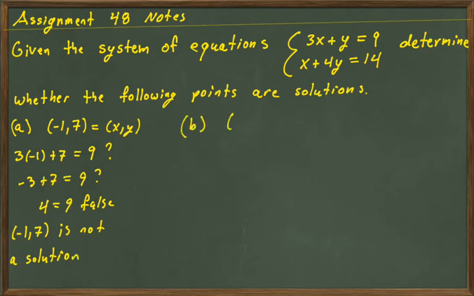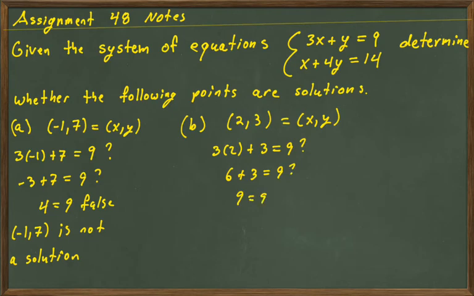Okay, and then they'll give us another point. Let's say 2 comma 3. That's our x comma y, so we're going to plug it in. 3 times 2 plus 3, is that equal to 9? 6 plus 3, is that equal to 9? Yes, it is. 9 equals 9. Okay, so that's true. But we can't say it's a solution yet to the system of equations. We have to check to make sure it works in the other equation.